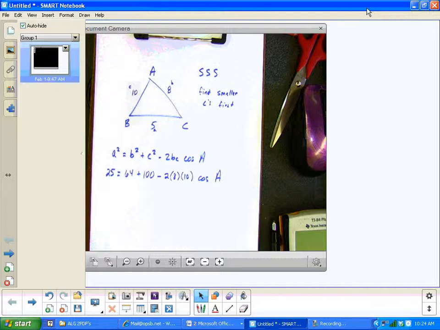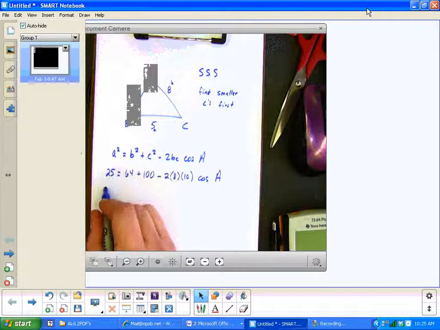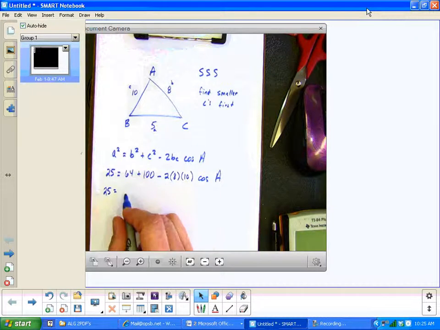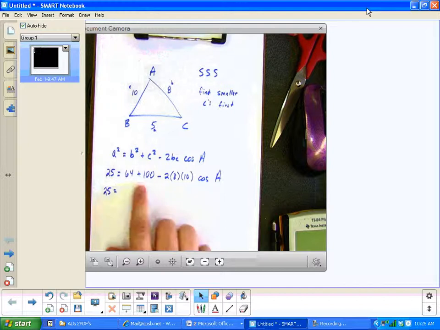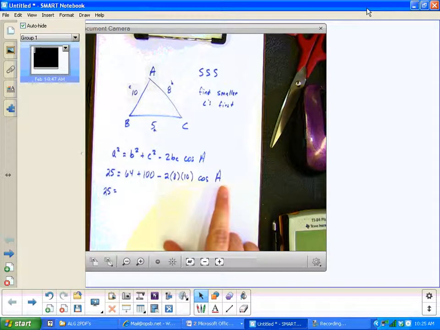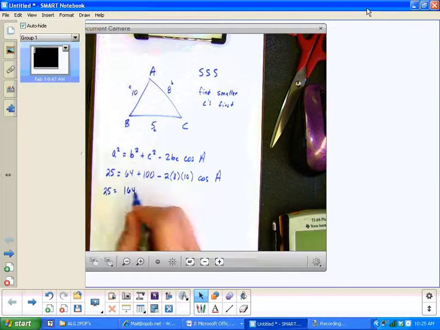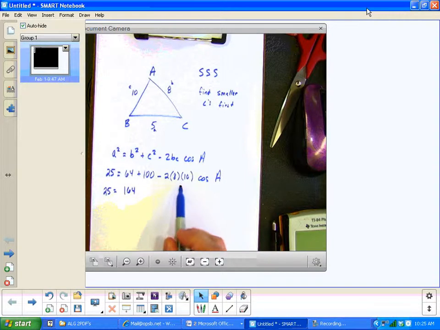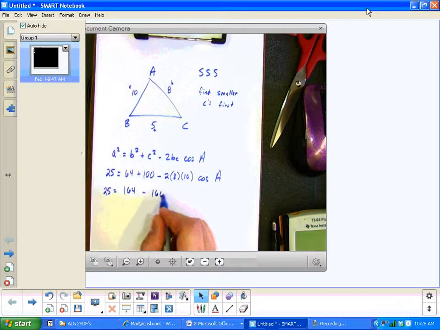Now, what we're going to do is just clean all of this up right here. So 64 and 100 would be 164. Remember last time we just threw it all in the calculator? We can't do that because we don't know what that angle is. So this is 164. And I'm going to do my multiplication right here. So 2 times 8 times 10, that would be 16 times 10, which is 160, times cosine of A.